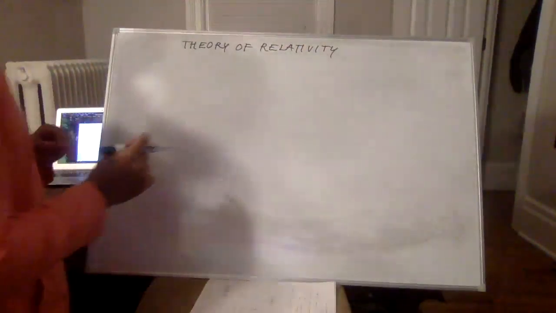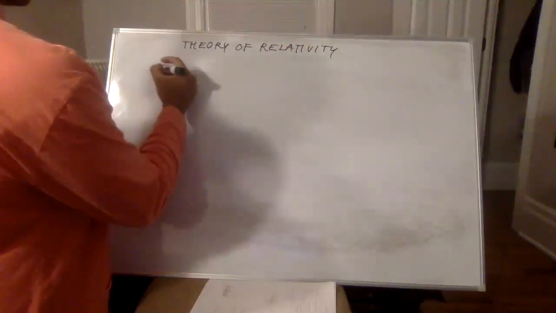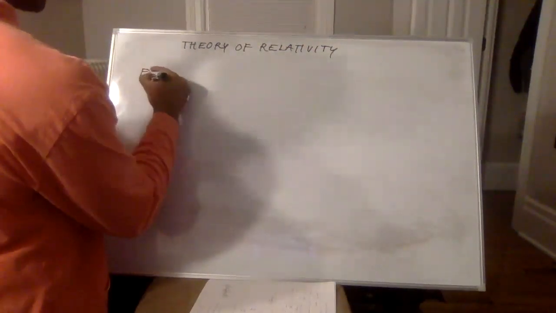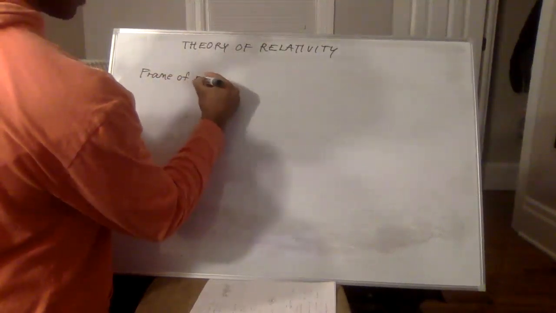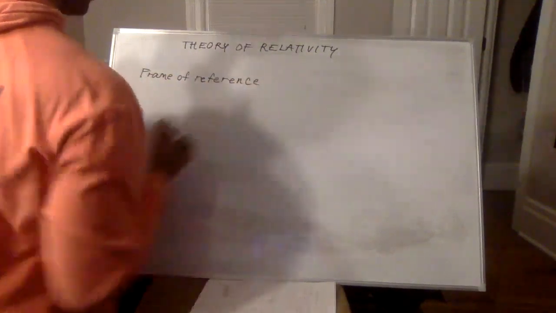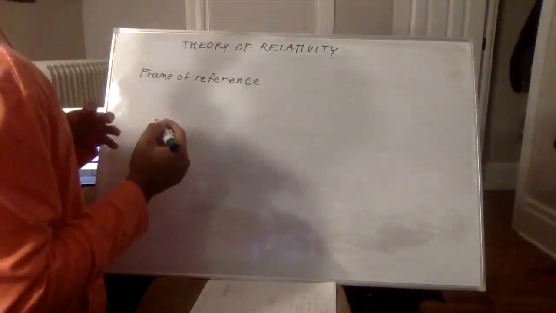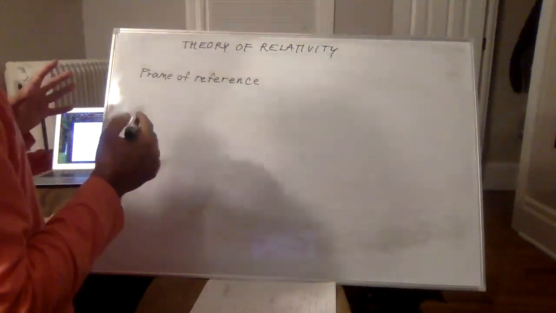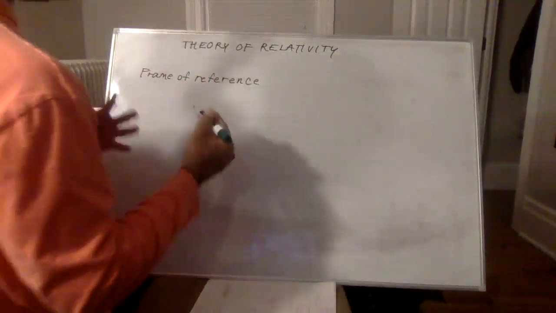All right, so one of the most basic things that we'll start off with in any physics, not just E&M, is the idea of a frame of reference. What a frame of reference is basically, you can think about it as a setting in which all the basic laws of physics apply.